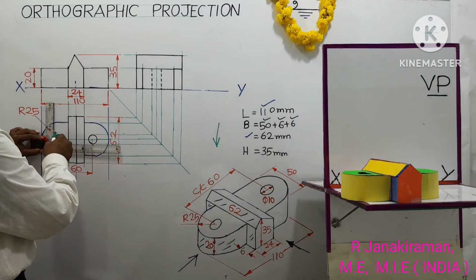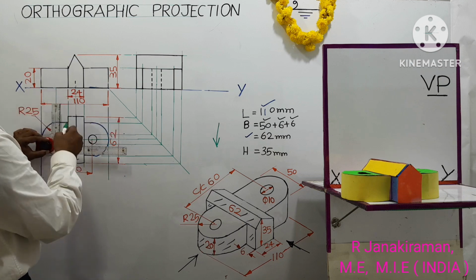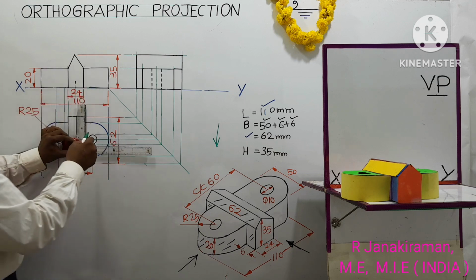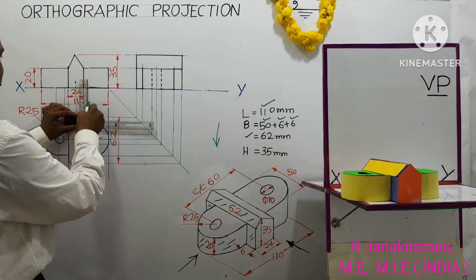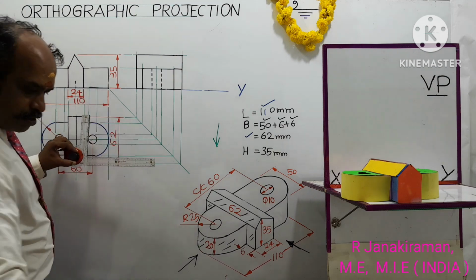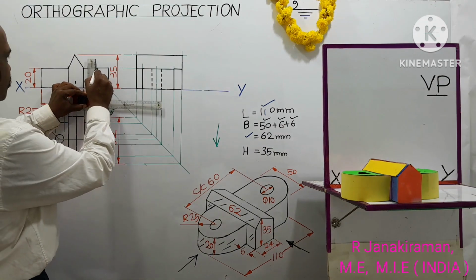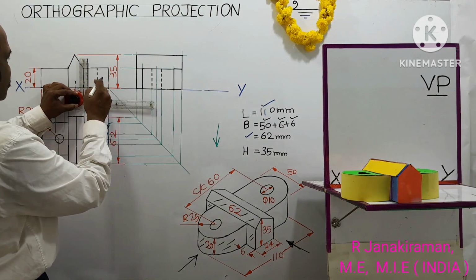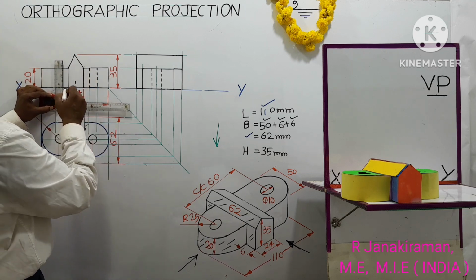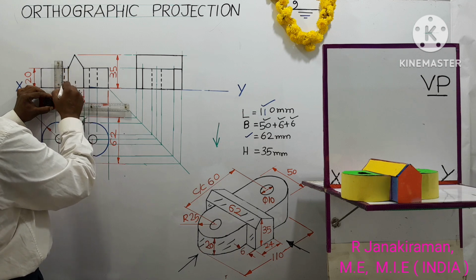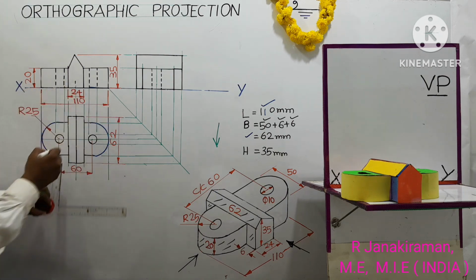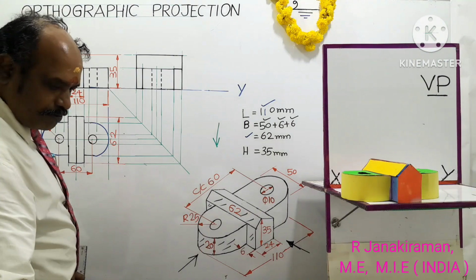Project its previous side view edges, where it intersects with the base edge, there you draw vertical dashed line. Now I'm going to draw it. Use HB pencil, draw discontinuous line showing the hidden edges. Yeah, it's completed. So next we will dimension this side view.